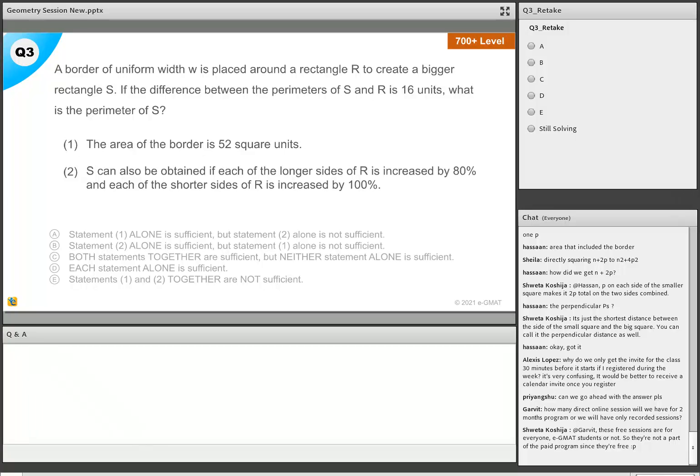Okay, so I am going to end the poll, broadcast the results, and I can see that 25% of you have marked choice A, 39% you have marked choice D as the answer. So let's get started and solve this question.